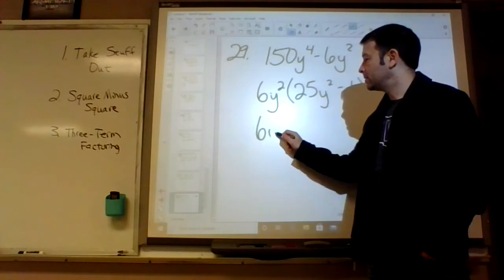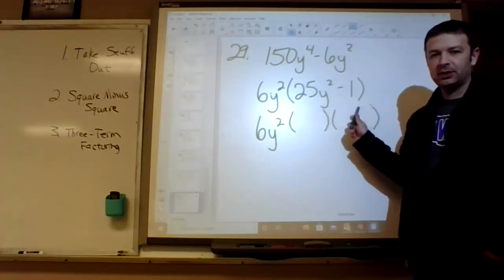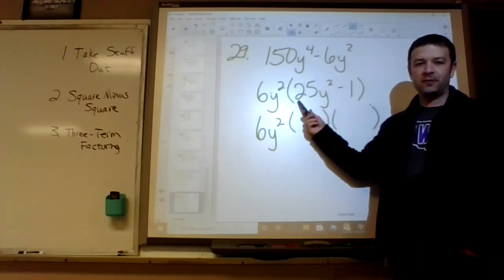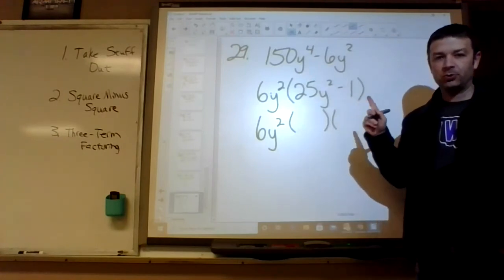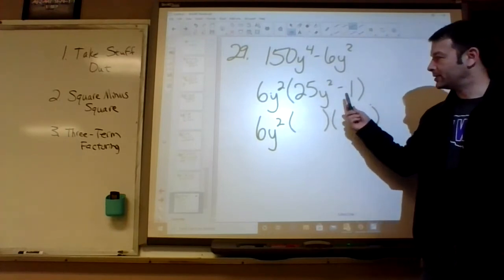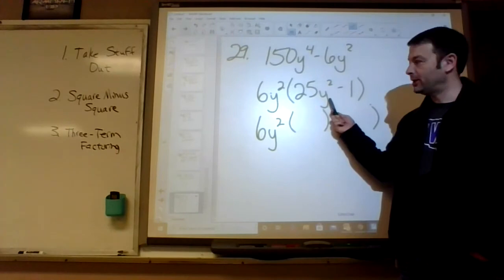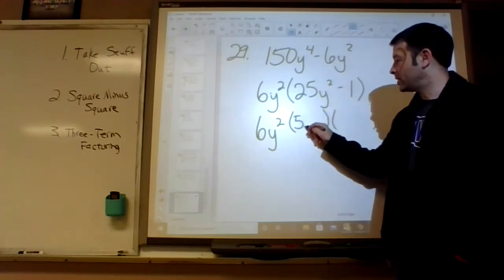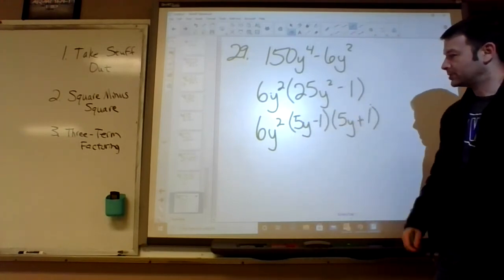Alright. This thing in parentheses is actually a square minus a square. What's the square root of 25? 5. But what's the square root of 1? 1. So 1 is a square number, because 1 times 1 equals 1. So this can factor. So what are the roots? It's 5y and 1. So it's 5y minus 1, 5y plus 1.